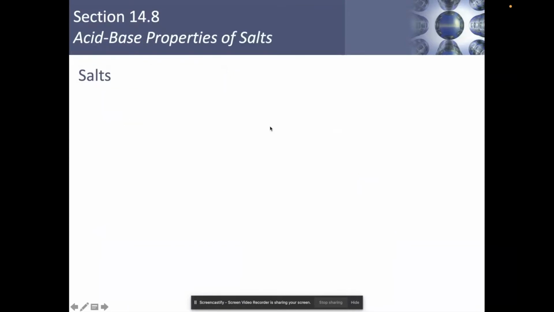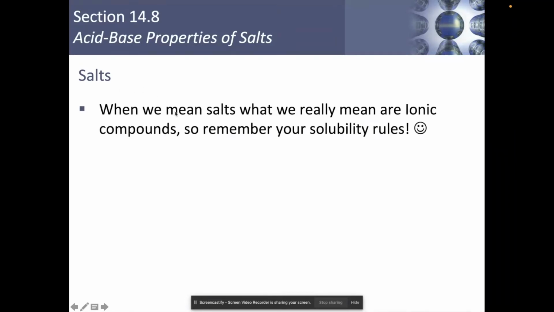All right, let's talk about salts. When we're talking about salts and whether or not they're acidic, basic, or neutral, what we're really talking about are ionic compounds.